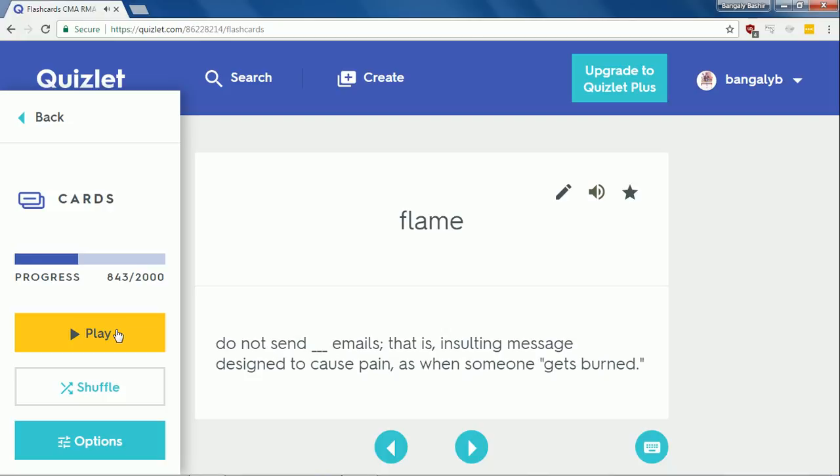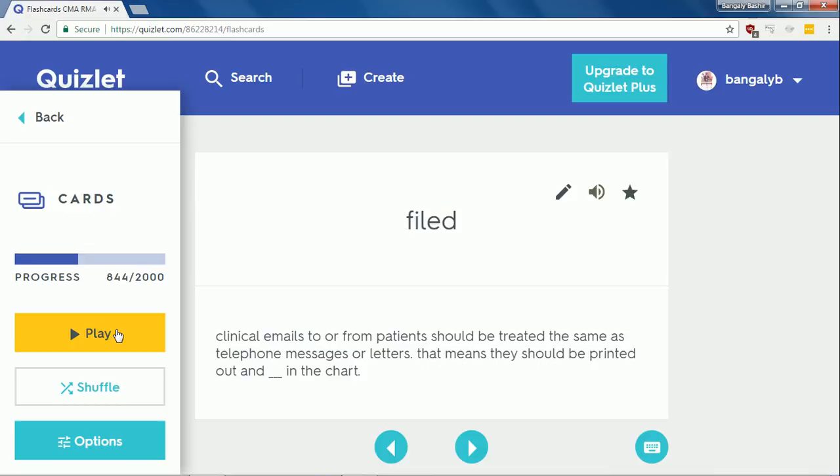Flame. Do not send flame emails, that is, insulting messages designed to cause pain, as when someone gets burned. Filed. Clinical emails to or from patients should be treated the same as telephone messages or letters. That means they should be printed out and filed in the chart.